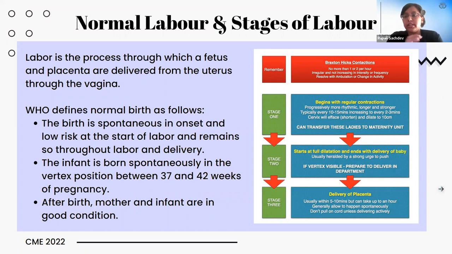So moving on to the stages of labor, you have three stages. Before those, you have something called Braxton-Hicks contractions. These are irregular and they don't increase in intensity or frequency. So a lot of the times women will come to you with complaints of, say, abdominal pain, but it stays constant throughout and it's not at regular intervals.